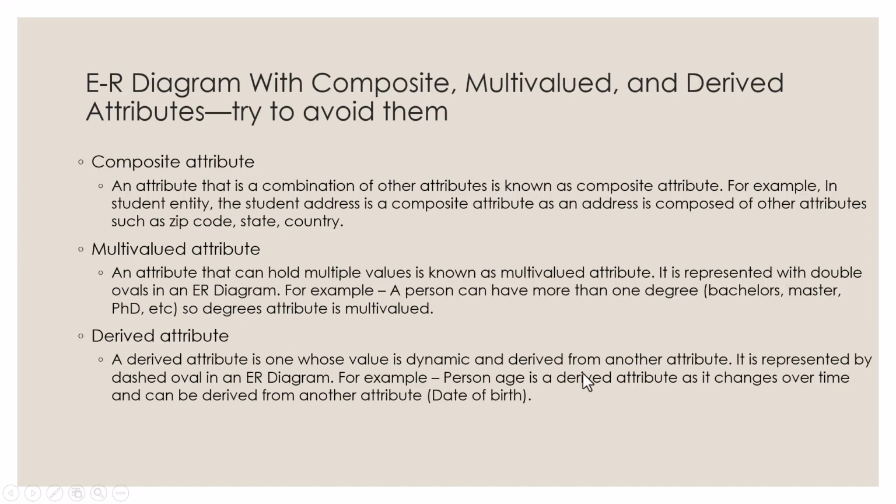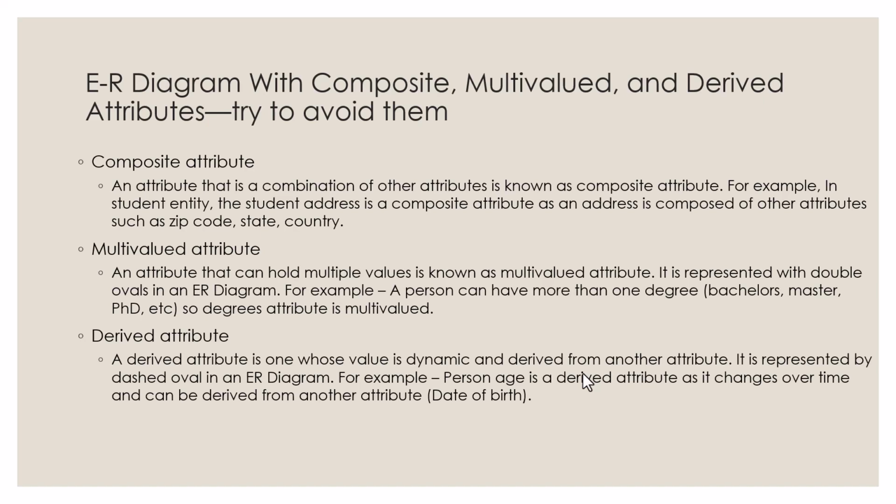These are the three different types of attributes. We have just the regular attribute, but then we also have composite, multi-valued, and derived. These are not really recommended, so try to avoid them if you can, but sometimes it's unavoidable. So let's take a look at the first one.